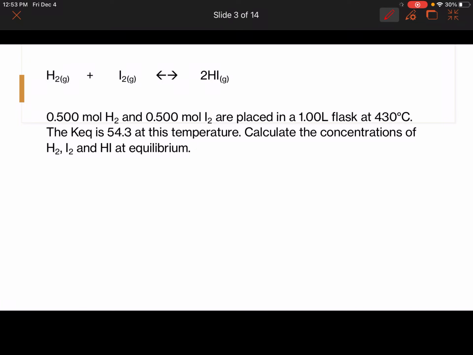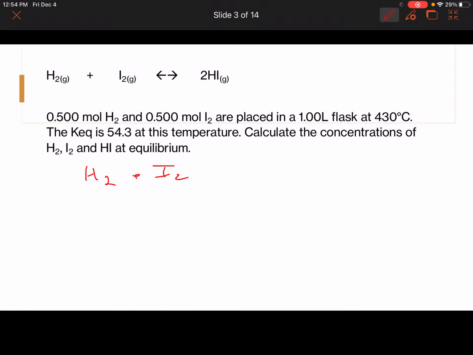All right, we're going to go through this example here. H2 plus I2 is in equilibrium with 2HI. So you're given certain information here. You know that 0.5 moles of H2 and 0.5 moles of I2 are placed in a 1 liter flask. The KEQ is 54.3 at this temperature, and then it asks you to calculate the concentrations of H2, I2, and HI at equilibrium.